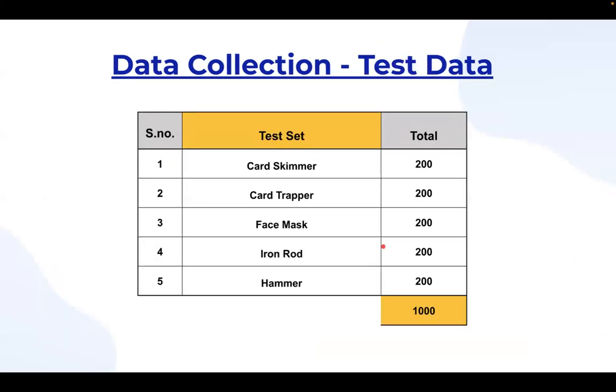So this is the test data. The test data is separate from the training data to figure out the accuracy, the false positive rate and all those things. We took about 200 images, equal images for each class, to find the precise accuracy for each class.